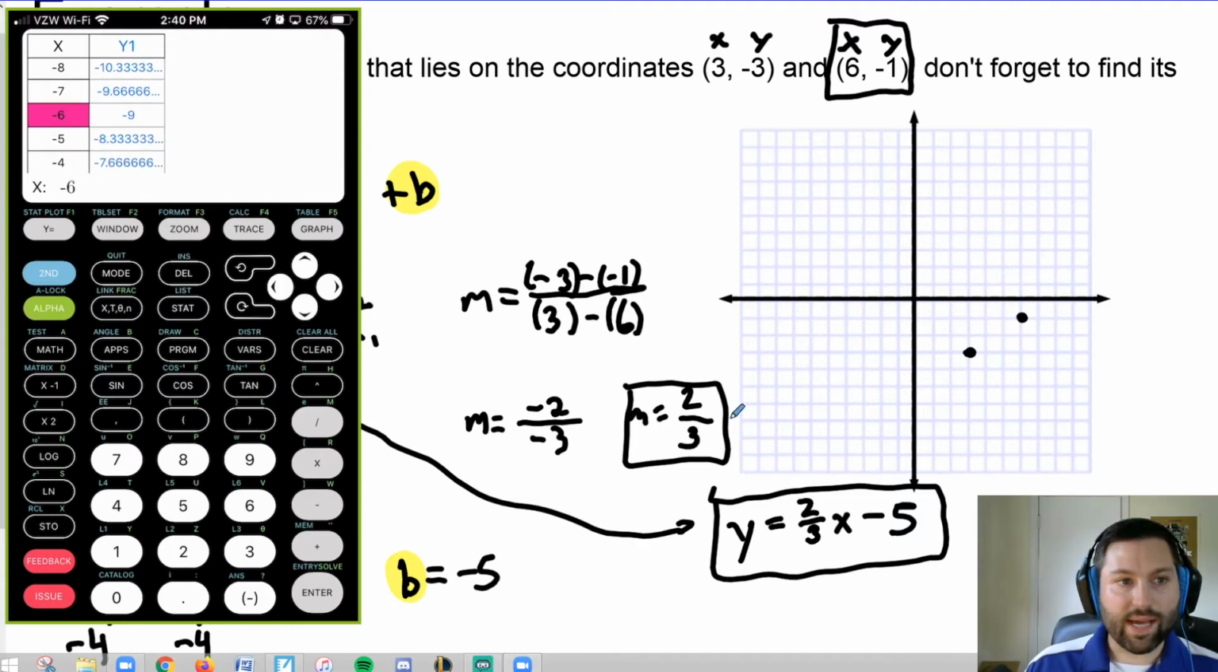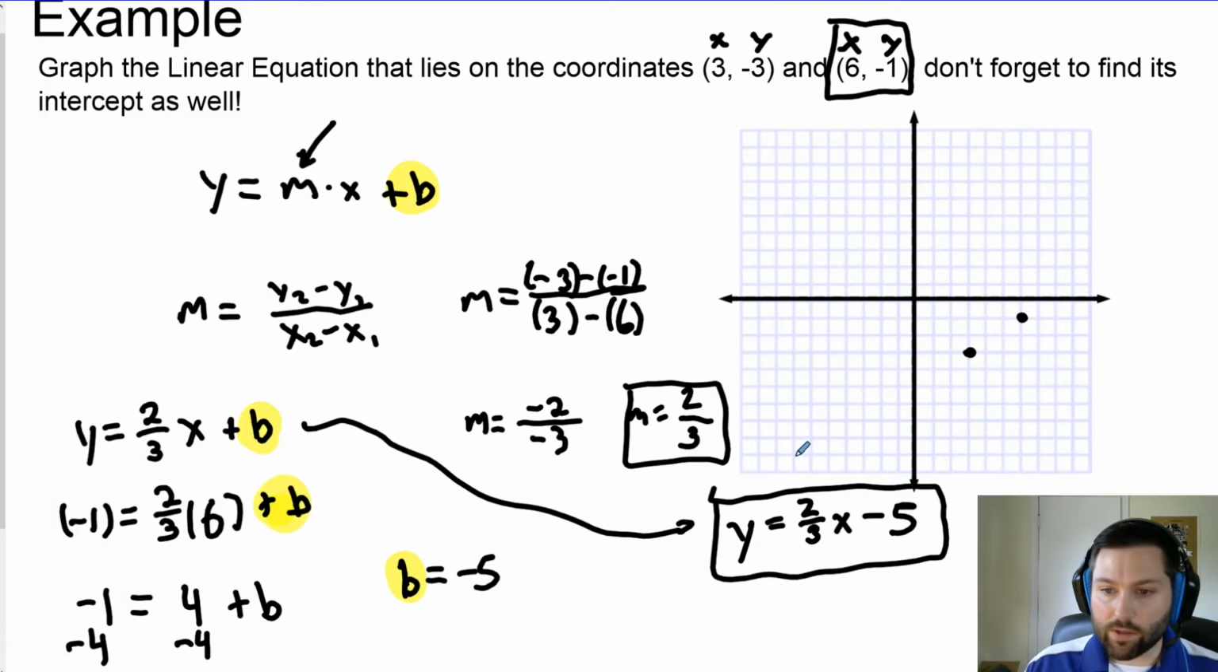The next one is at -6 and -9. So here's the first coordinate that is inside of my viewing window. Then I'm just going to continue. -3 and -7.